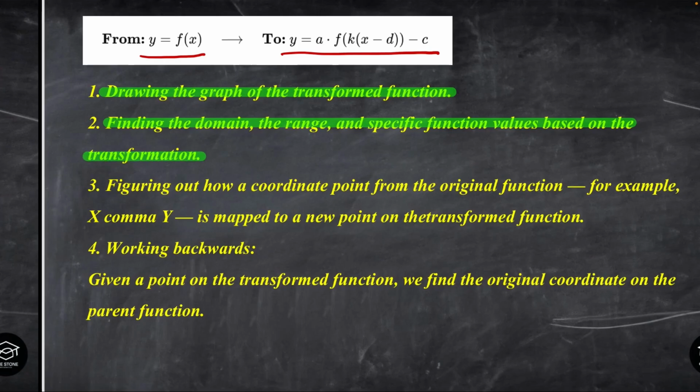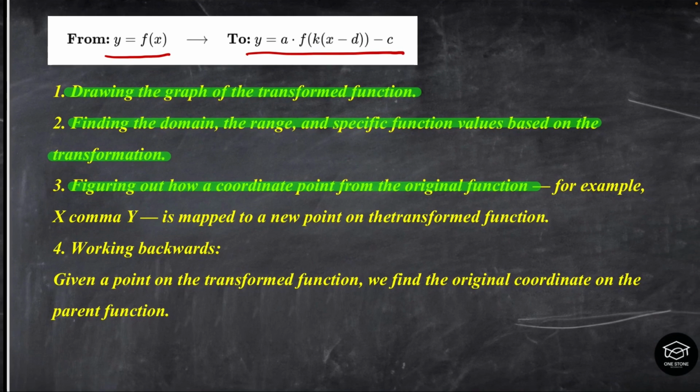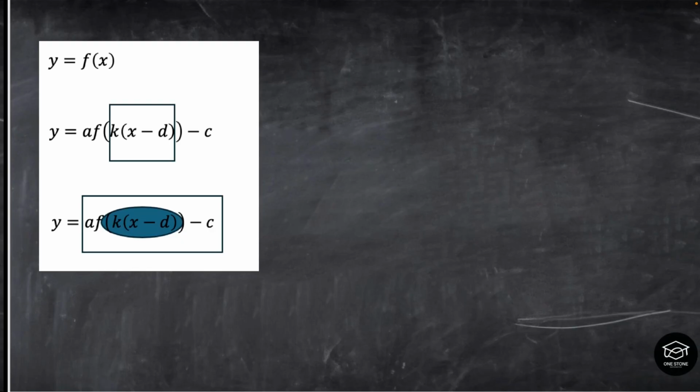Second, finding the domain, the range, and specific function values based on the transformation. Third, figuring out how a coordinate point from the original function, for example (x, y), is mapped to a new point on the transformed function. And fourth, working backwards. Given a point on the transformed function, we find the original coordinate on the parent function. These are the key skills needed to fully understand function transformations.